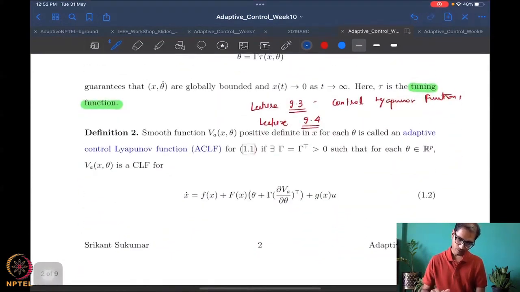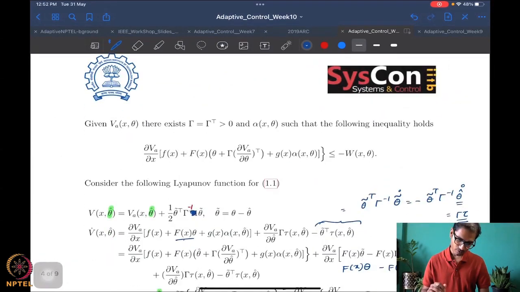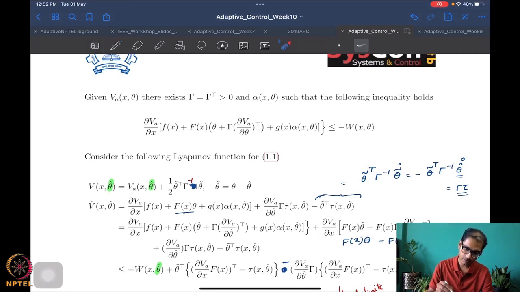So what we had done to begin with was, in order to prove adaptive asymptotic stabilization, we added to this V a theta tilde term. So now the question that we have is whether this V1 is in fact an ACLF or not.